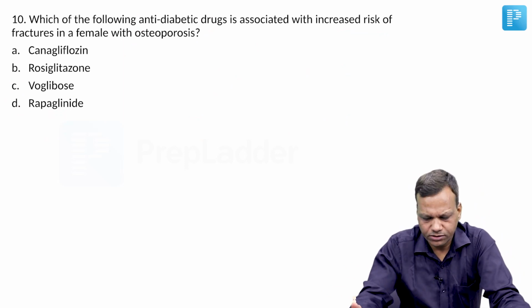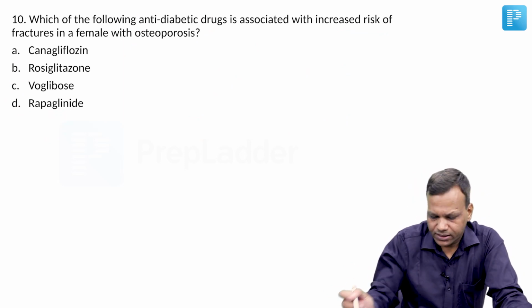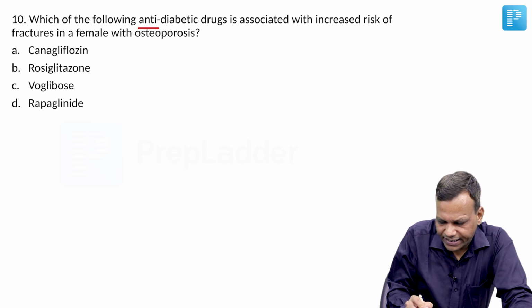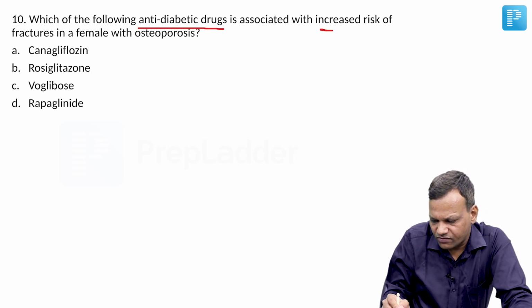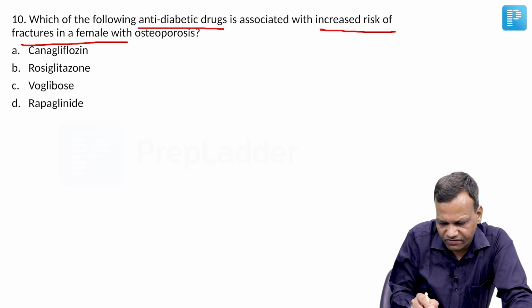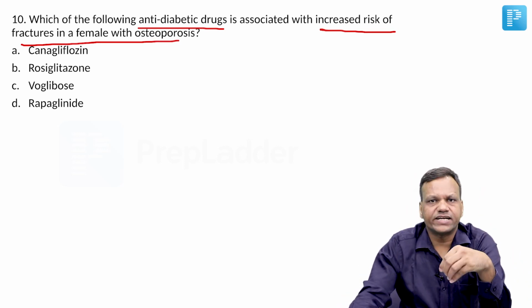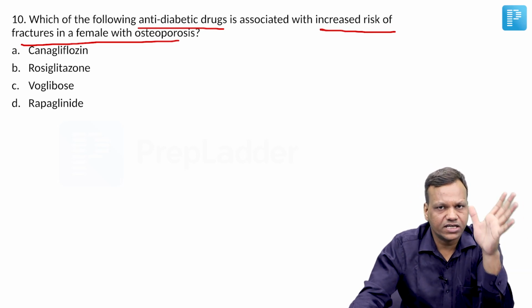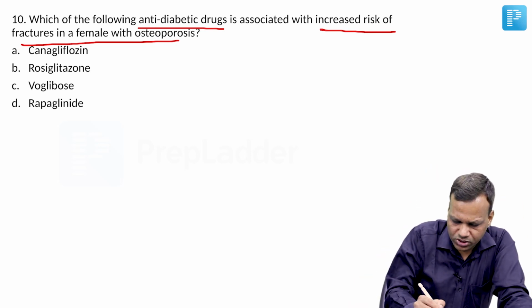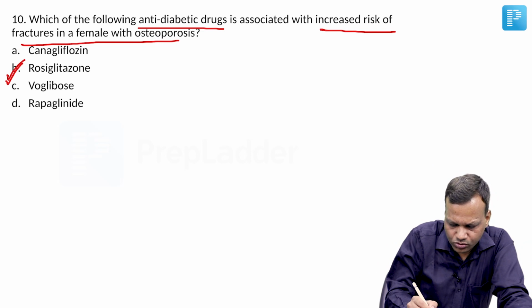Moving to the next question. Regarding the anti-diabetic drug. Which anti-diabetic drug is associated with increased risk of fractures in a female with osteoporosis? So which drugs increase risk of fracture in osteoporosis? The answer to this question is rosiglitazone.